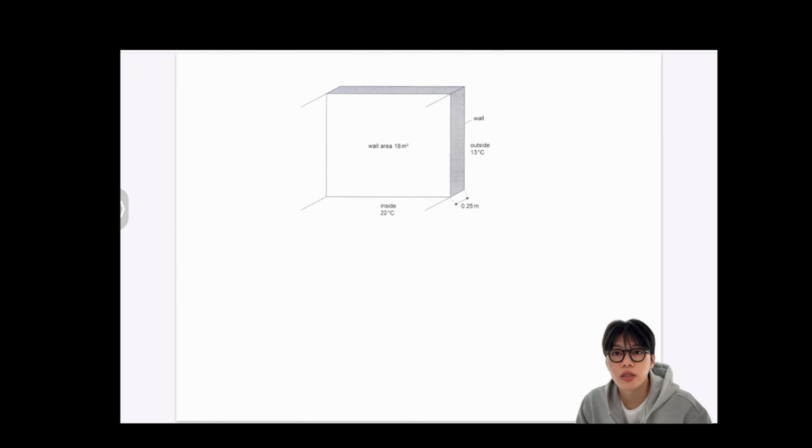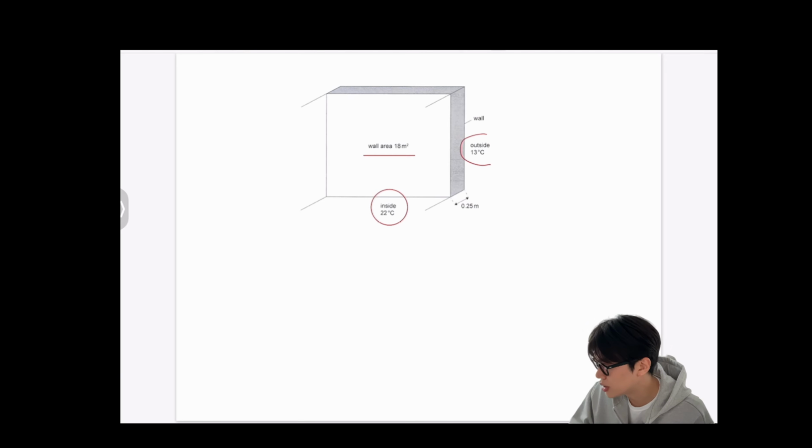Okay, let's start with question 2. If you see question 2, you will instantly see this diagram in the middle. When I see this diagram, I instantly notice that this is going to be a thermal conductivity question, because they have the wall, the inside temperature and outside temperature, and the thickness information as well. So this is going to be the thermal conductivity question.